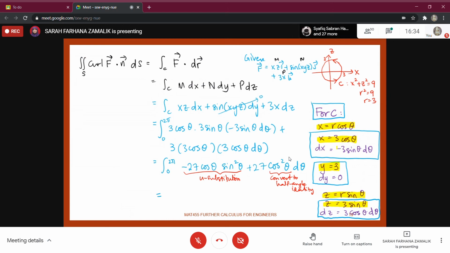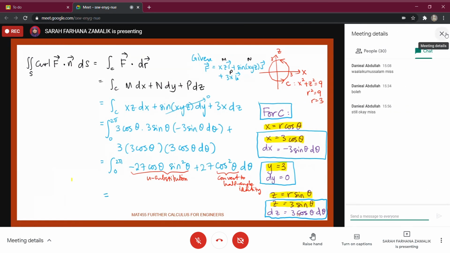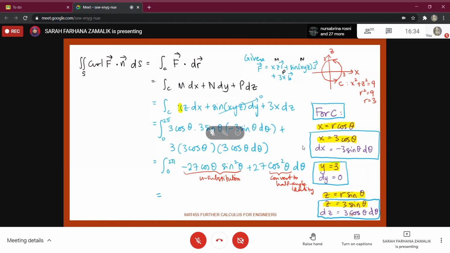So differentiate X, you get negative 3 sin theta d theta. Differentiate Z, you get 3 cos theta d theta. So substitute je semua komponen yang ada kat sini. Because we know dy is 0. So sebab tu term yang kat tengah ni, yes, dia jadi 0 sebab dy is 0 sebab dia multiply semua ni. So the one that you want to substitute here is the component for your xz dengan dx and dz. Okay, make sure substitute the correct component here. X is 3 cos theta.